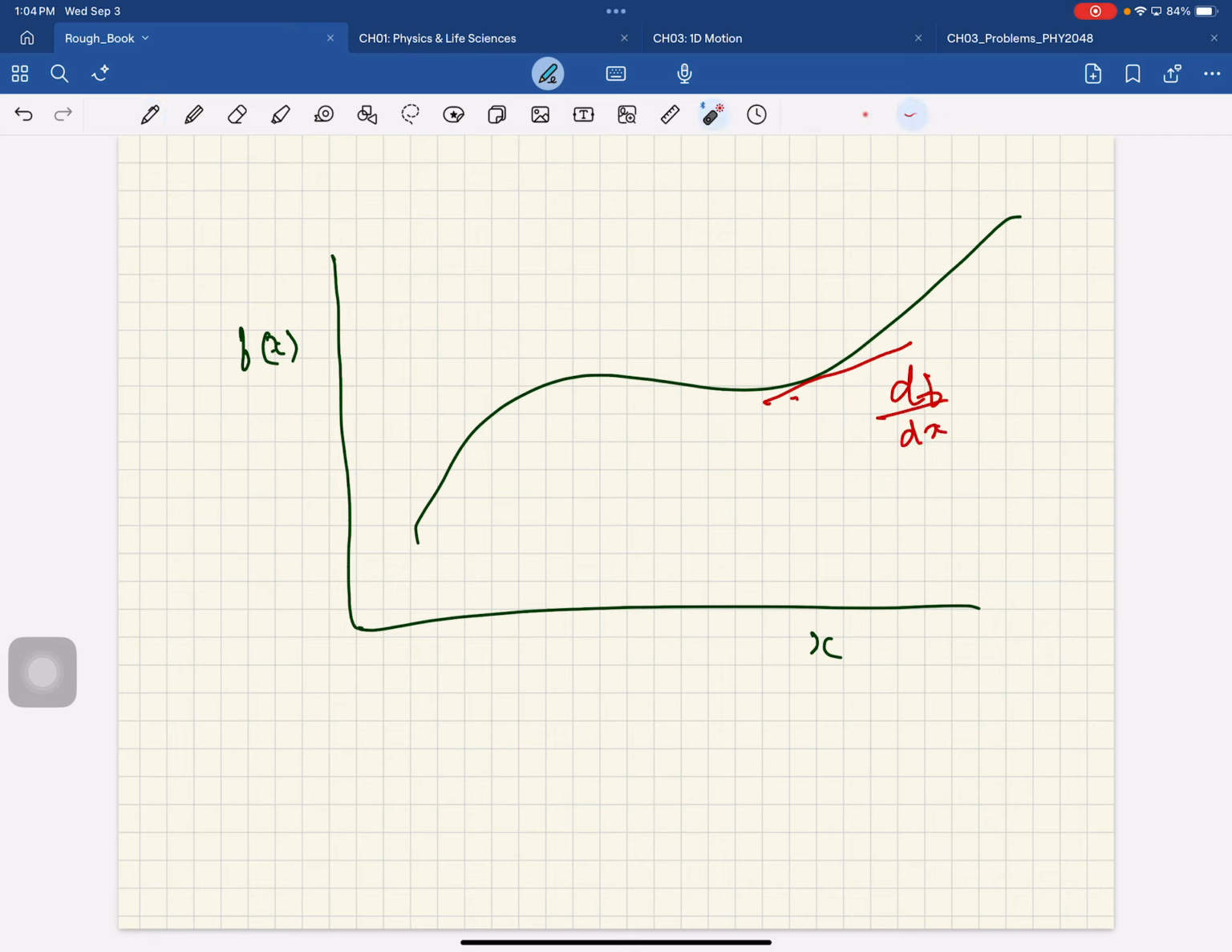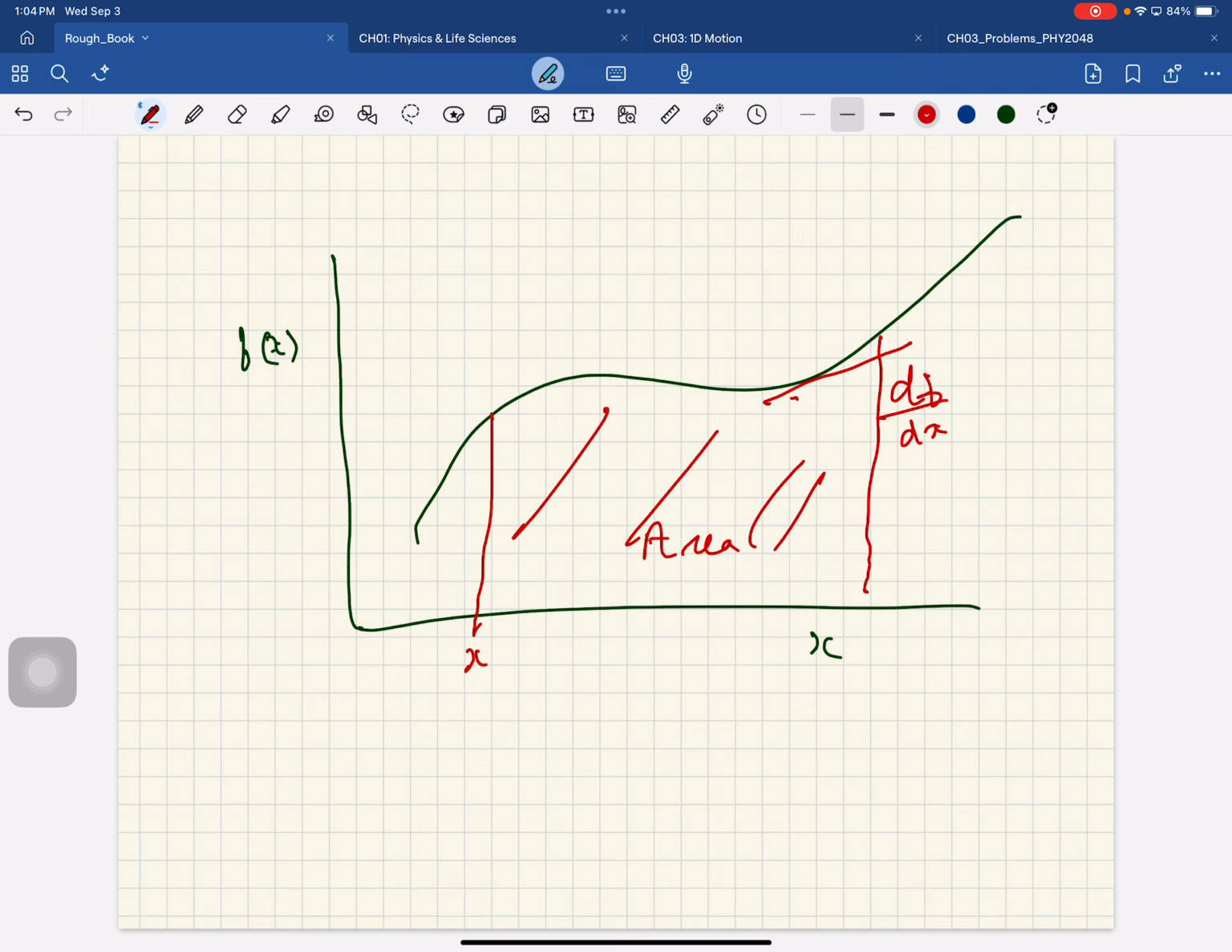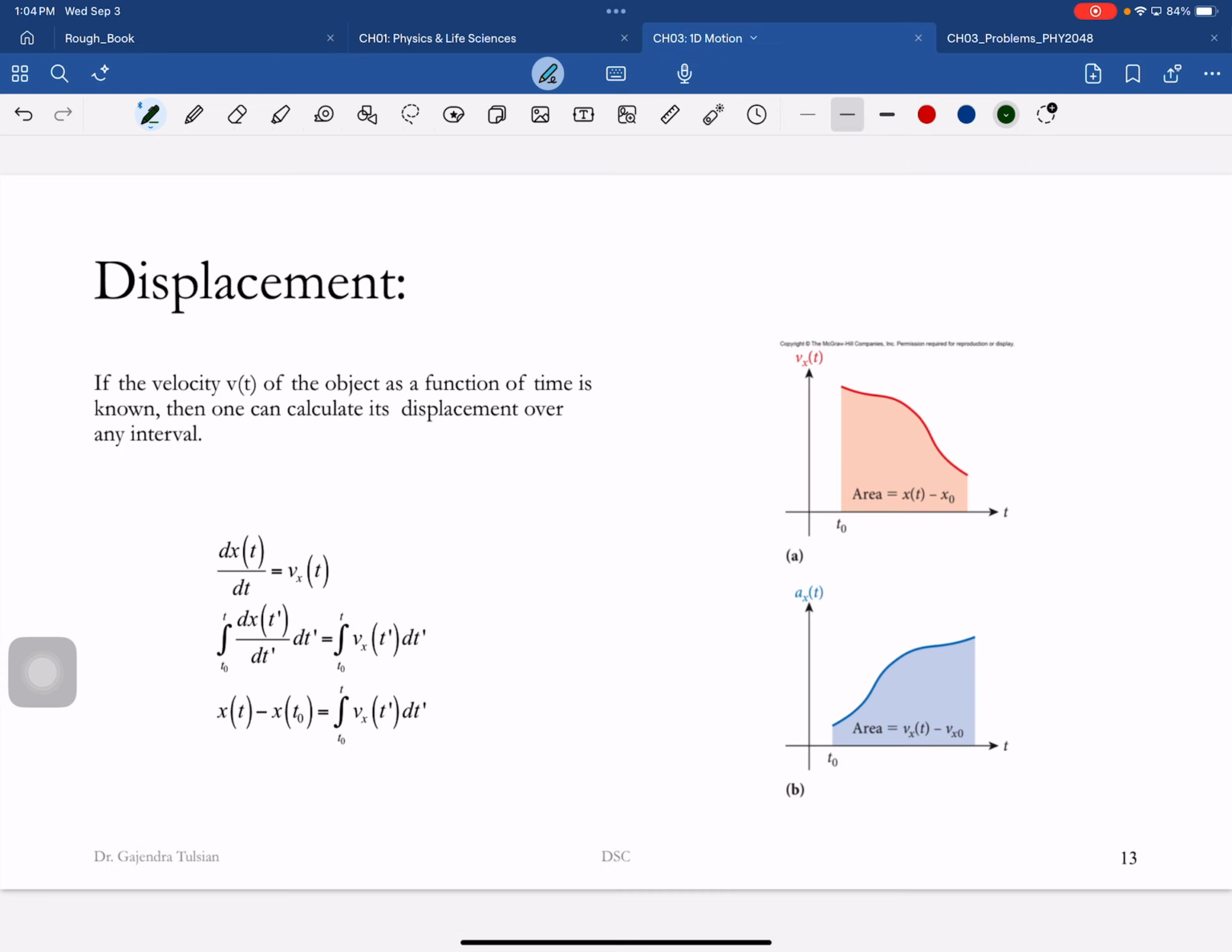Oftentimes, you're also interested in the area under the curve. And you've learned that that area is given by the integral. We'll show you examples of that.